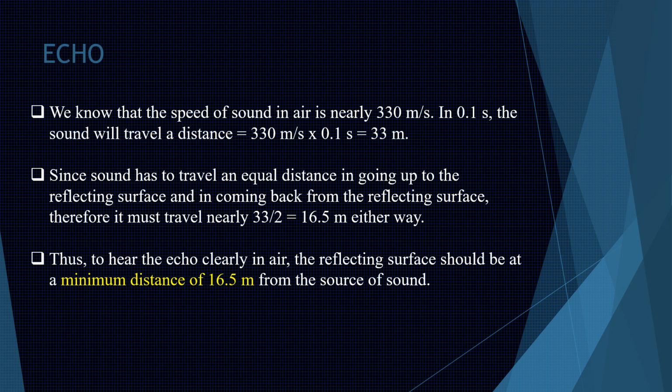Now, this is the reason why echo is heard in a big hall compared to a smaller hall. The reason is that for hearing the echo clearly in air, the reflecting surface should be at a minimum distance of 16.5 meter from the source of sound.